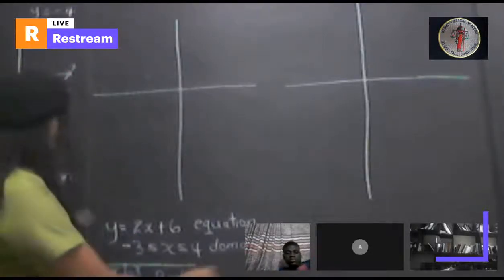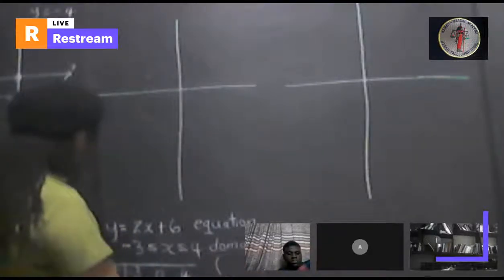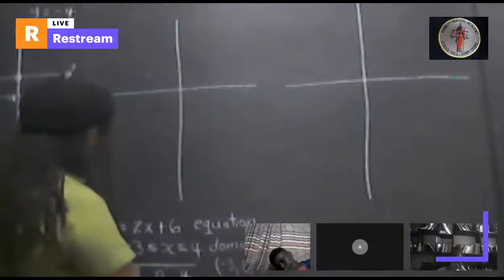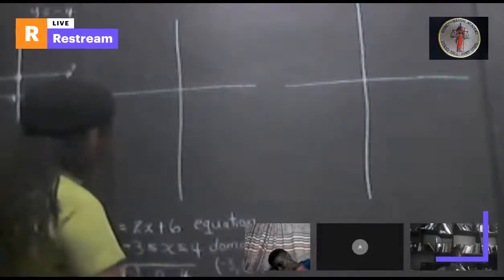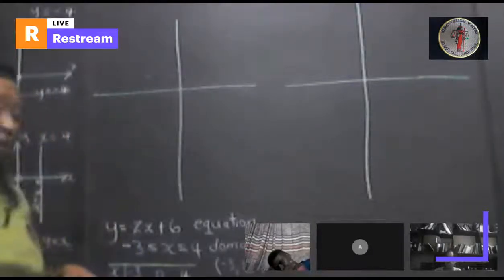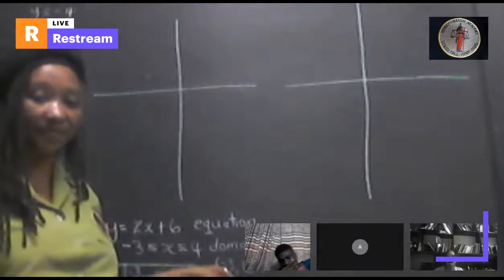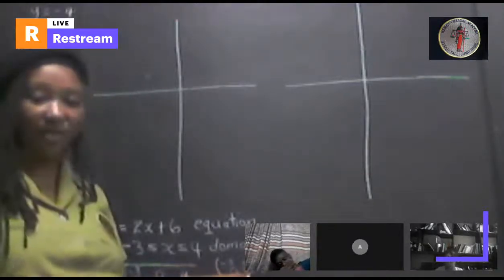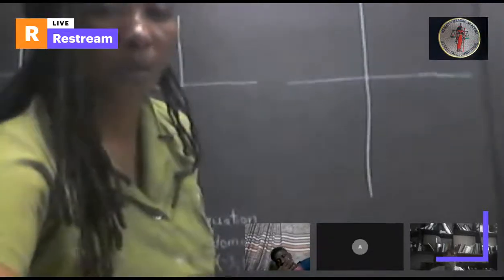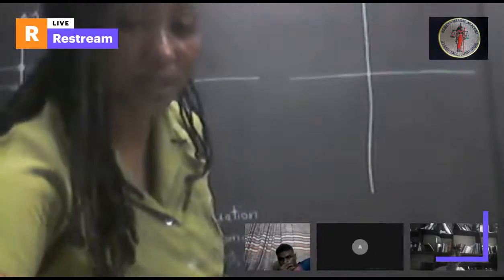So our coordinate pairs that we're going to be plotting are -3, 0; 0, 6; and 4, 14. So remember, the first value tells you where to move on the x, and the second value tells you where to move on the y. So using our coordinate pairs, we're going to plot.